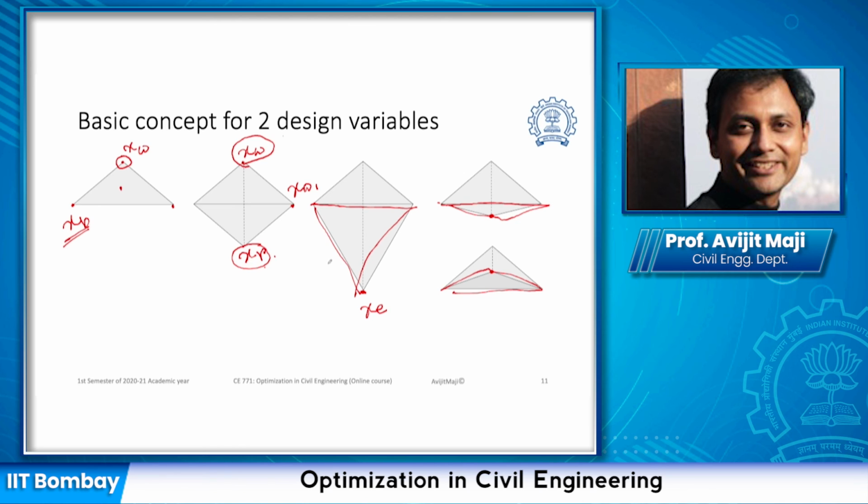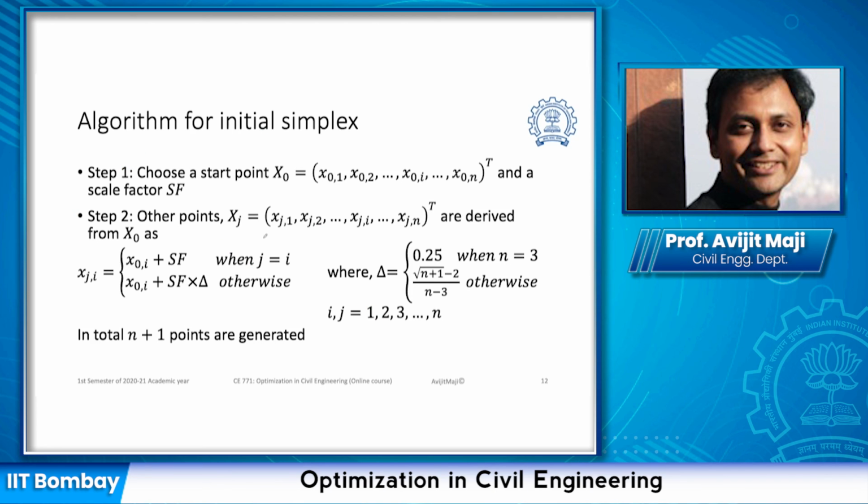There is another chance that we find this new point is better than the worst point and thus the next to worst point, but not as good as the best point we already have. So in that case, what we do is keep it as this point for the next iteration, and hence we use this as the new simplex and go for the next iteration. Let's look into the algorithm in detail.